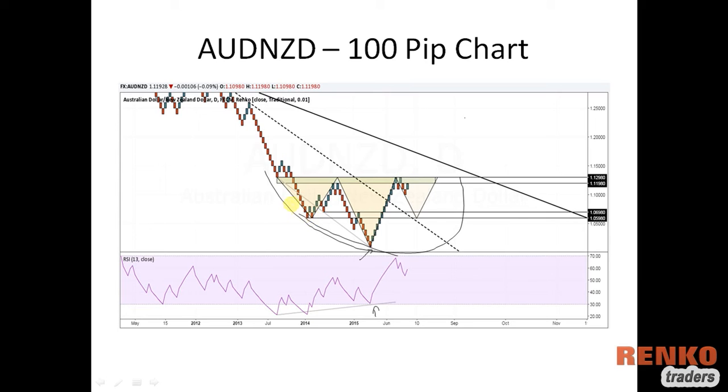Now we have the left shoulder here, we've got the head, and this is where I expect the right shoulder to be formed. Now, how did I get these levels? Well, I've just simply taken them off the 50 pip analysis, and I've given a scope for a 100 pip block. So expect the right shoulder to form between 1.0698 and 1.0598.